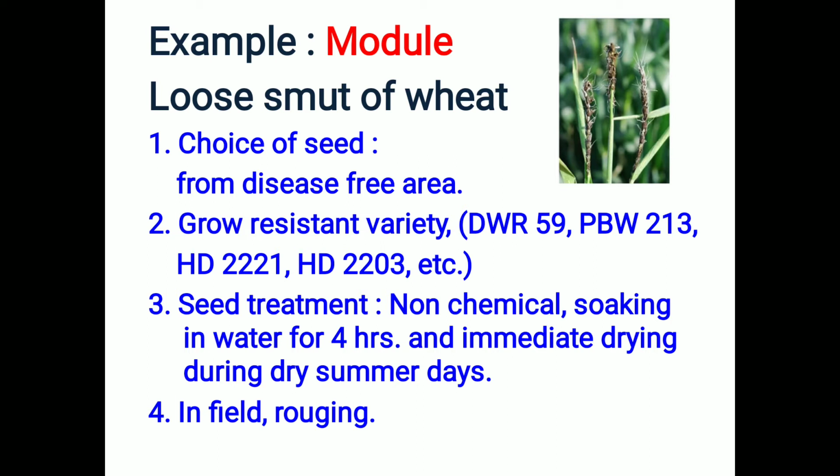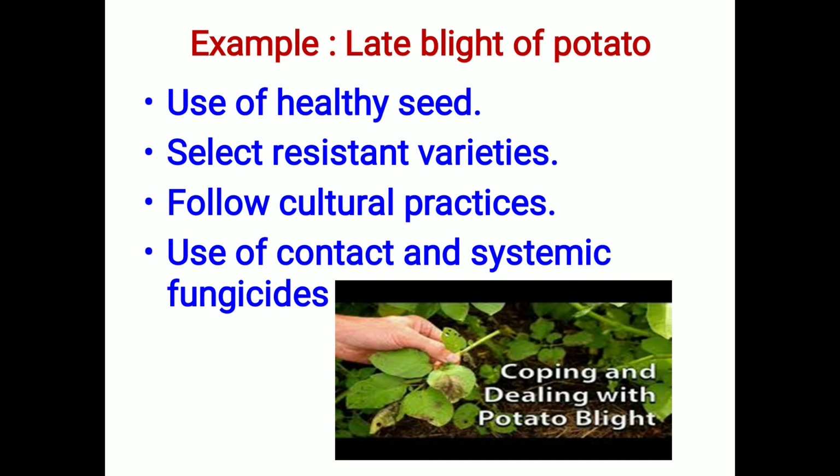Next one, seed treatment. Depending on seeds, suitable chemical we have to use for the seed treatment. Then in-field roguing, that is removal of diseased crops from the field. So this type of series of practices we have to use to remove the loose smut of wheat. That whole strategy or whole control measure is called an IPM module for the loose smut of wheat.